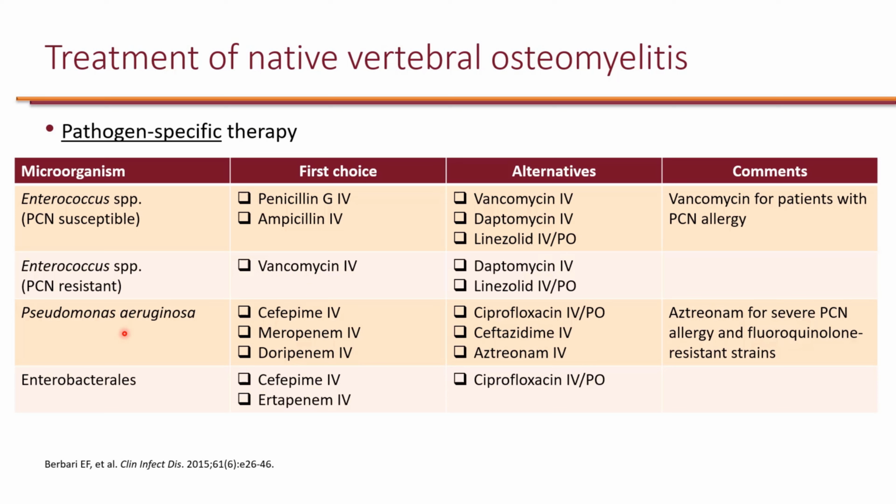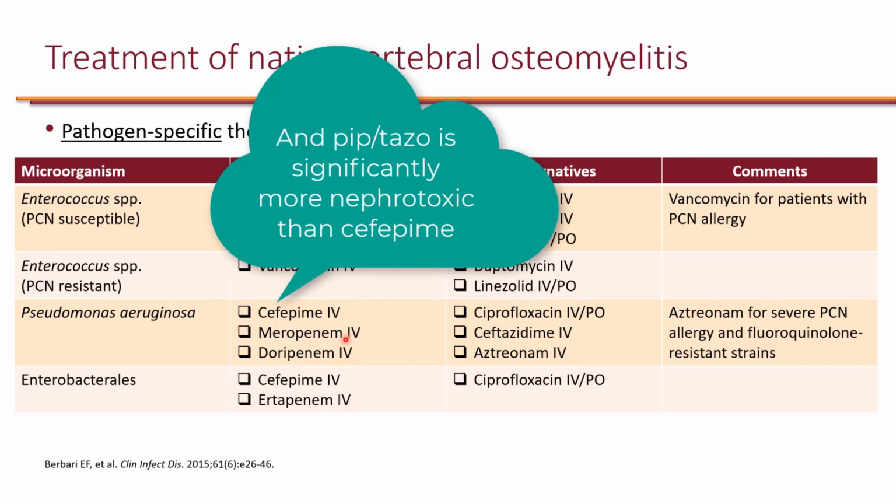For Pseudomonas, cefepime is the drug of choice. Of course, if we're talking about multi-drug resistant Pseudomonas, then carbapenems might be the option, because this could be resistant to cefepime or piptazo. The reason piptazo, or piperacillin tazobactam, Zosyn, is not listed here is because these agents have not been as extensively studied for this indication of osteomyelitis. And compared to cefepime, piptazo has significantly less bone penetration.